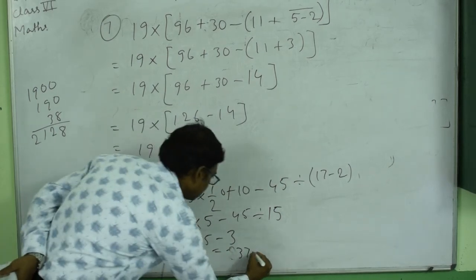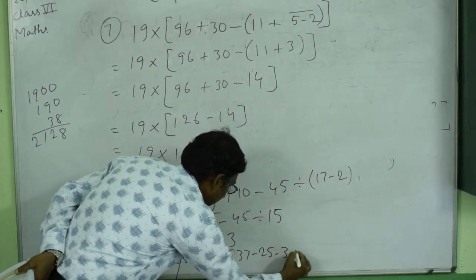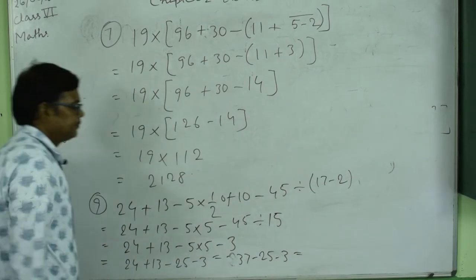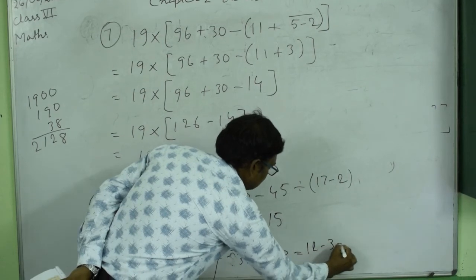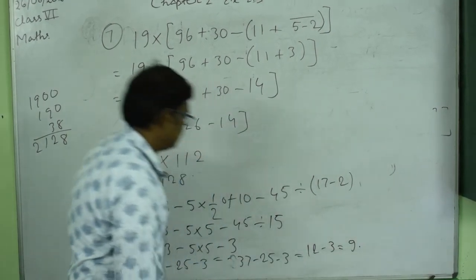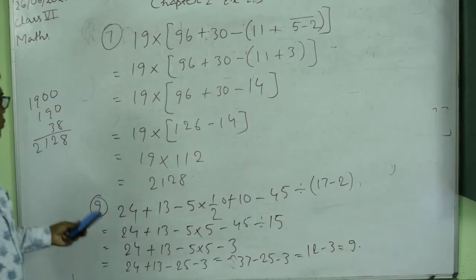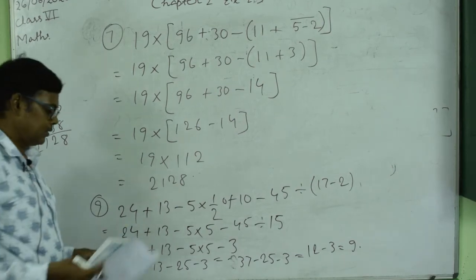37 minus 25 minus 3. So 37 minus 25 will be 12, minus 3 equal to 9 is the answer. Okay, so the answer of this question is 9.